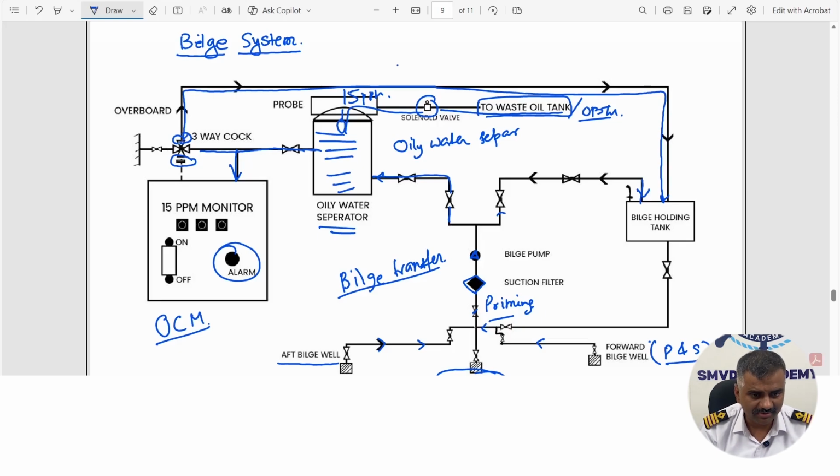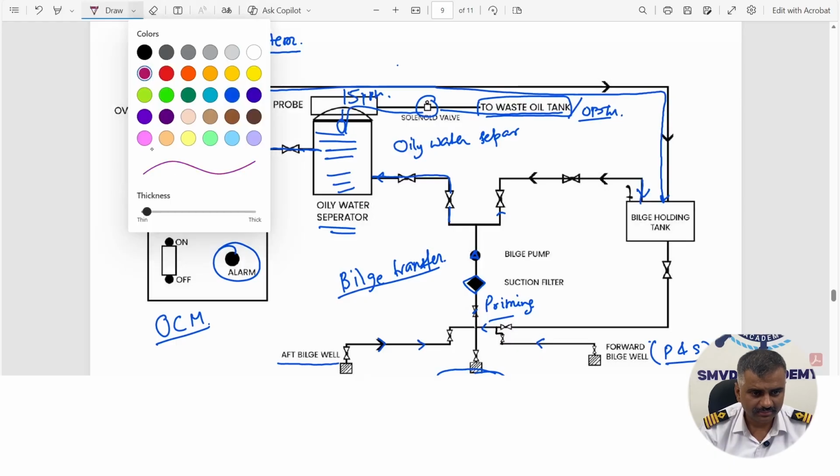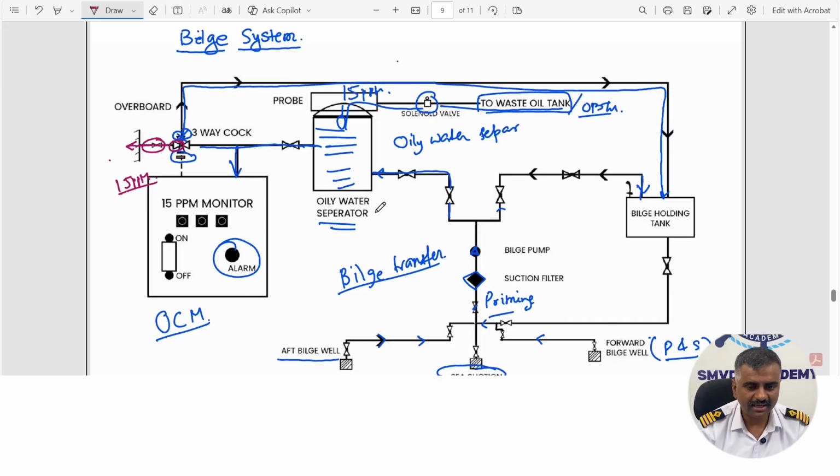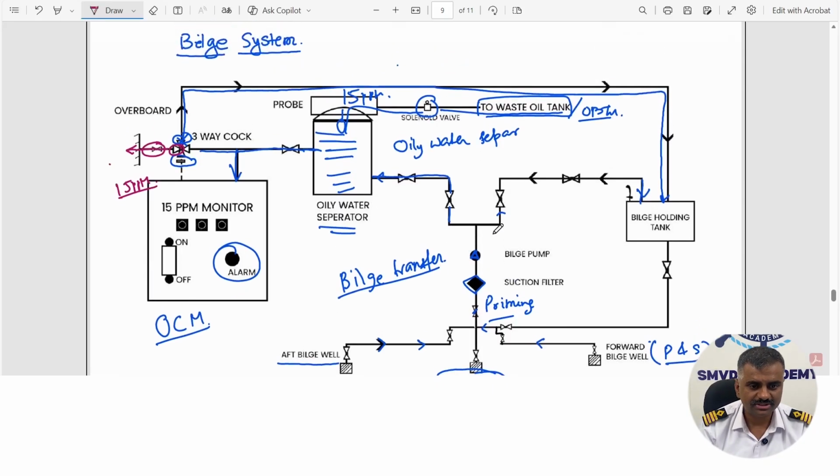Then this side of the valve will close and the other side valve will open. After this there will be a manual valve which has to be opened, and then the bilge water, which is less than 15 ppm in oil content, can be discharged overboard. Okay, so that is mostly about the block diagram of the bilge system.